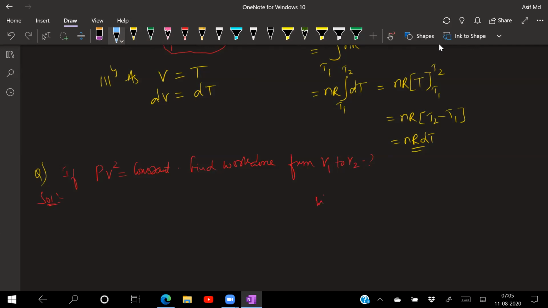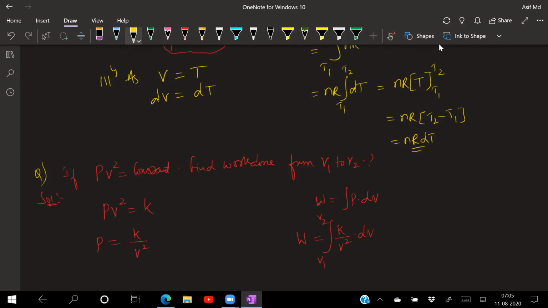So work done is equal to the integral of P dV. I can write here PV square is equal to constant. That means P is equal to K by V square. Now in this given condition, work done is equal to the integral of K by V square into dV. Limits are V1 to V2.